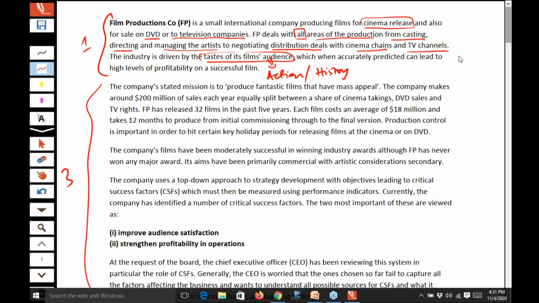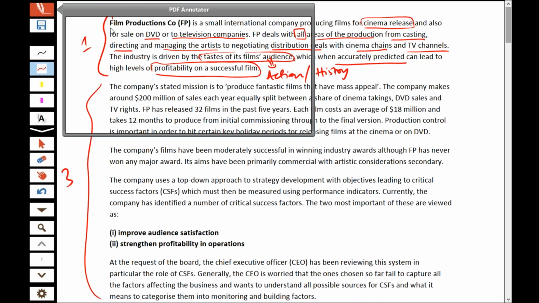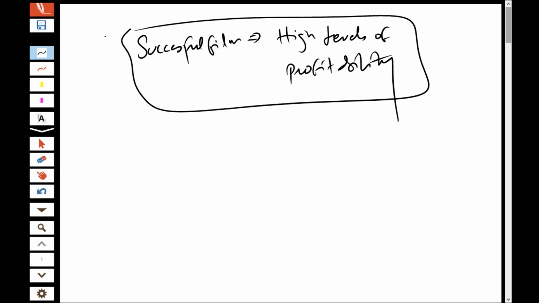Now, it says the industry is driven by the taste of the film's audience, which when accurately predicted can lead to high levels of profitability on successful films. A very important thing: if there is a successful film, it could lead to high levels of profitability. I'm just noting down a few things and then I'm going to move forward.